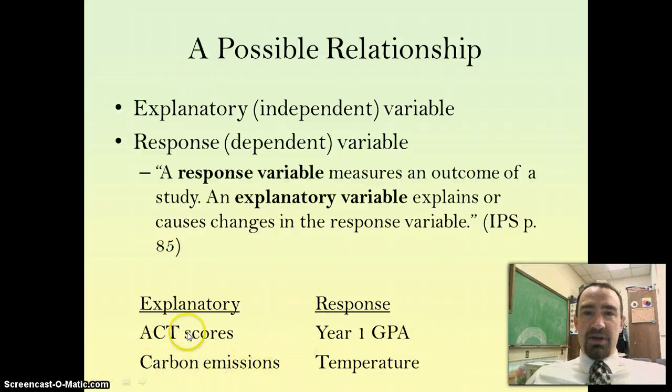Or carbon emissions could be an explanatory variable for the temperature. So we think that the carbon dioxide in the air is trapping the heat and causing changes in the temperature, and that certainly seems like a possible response explanatory situation. Can you think about the two variables you came up with? Which one would you think of as explanatory and which one as response, if you think that's a possible relationship?